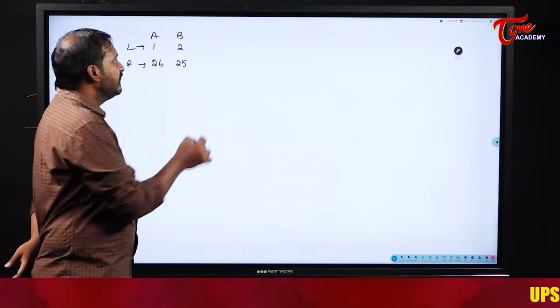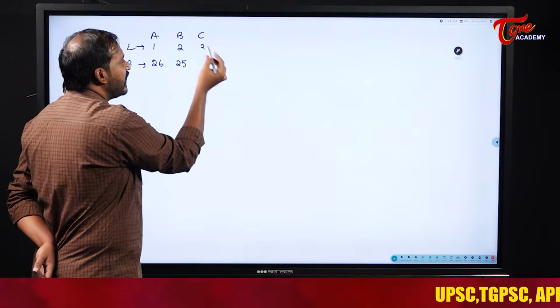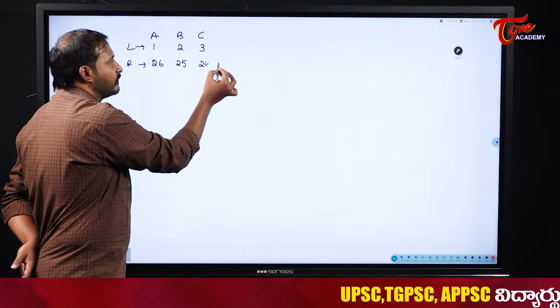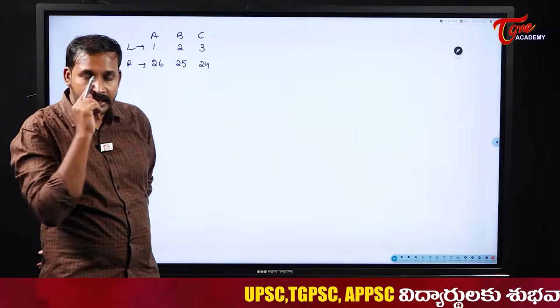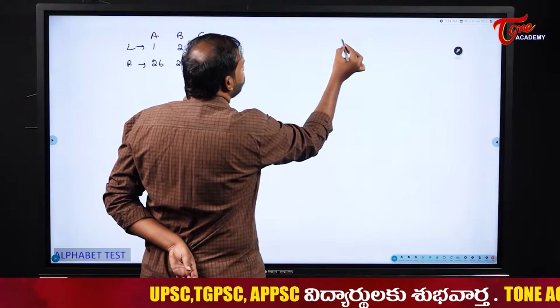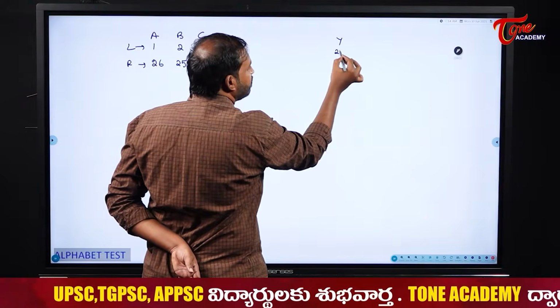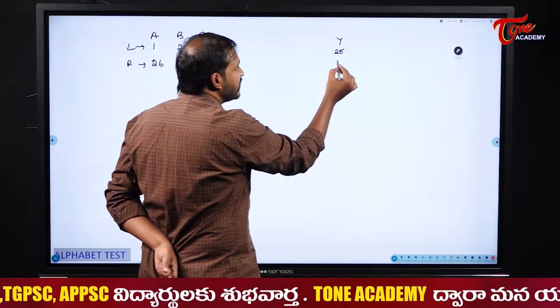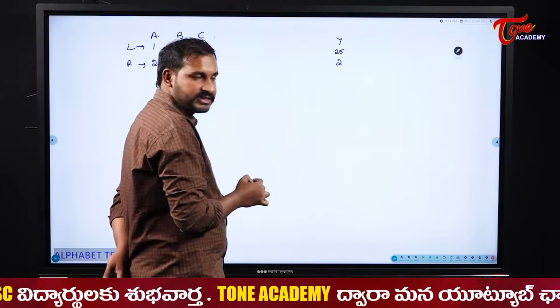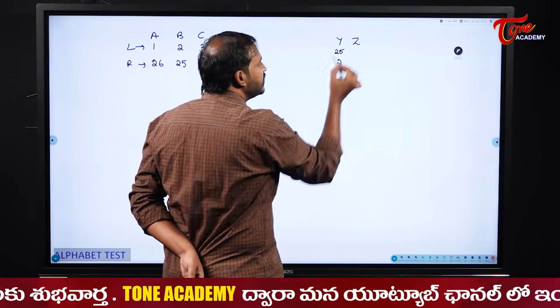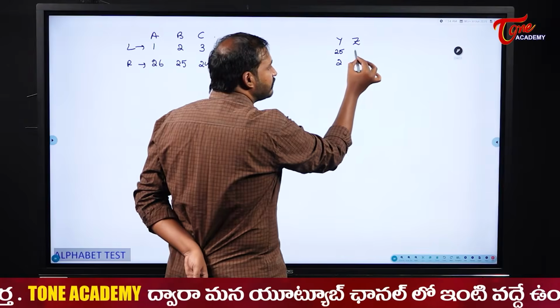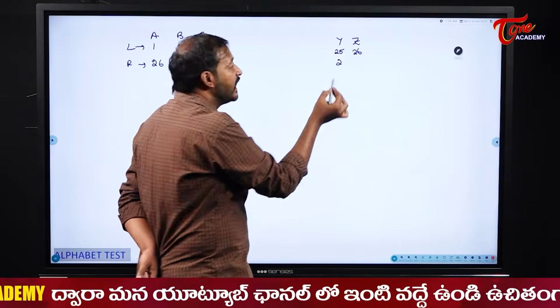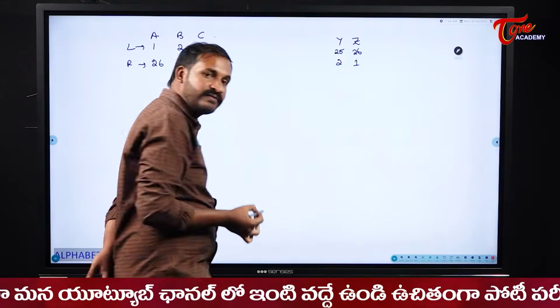If you see C, it is the third alphabet from the left, and from the right side it will become the 24th. And this process continues. When you observe carefully, Y is the 25th alphabet from the left side, and the same Y becomes the second alphabet from the right side. And Z becomes the 26th alphabet from the left, and the same Z becomes the first alphabet from the right.